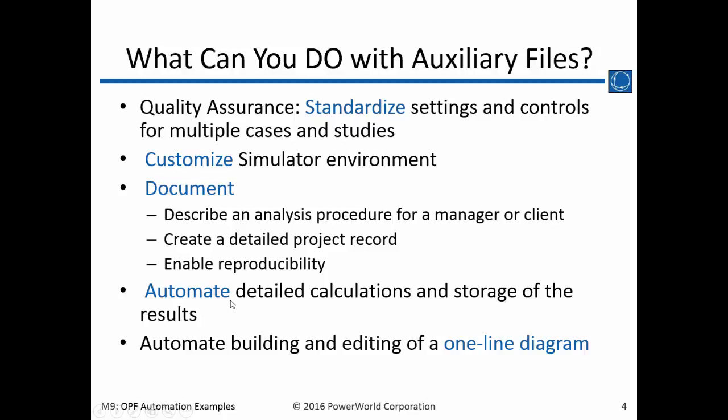Certainly automation is useful too. If there's a process that you're repeating a lot, and you put it in an auxiliary file, you can save a lot of mouse clicks.